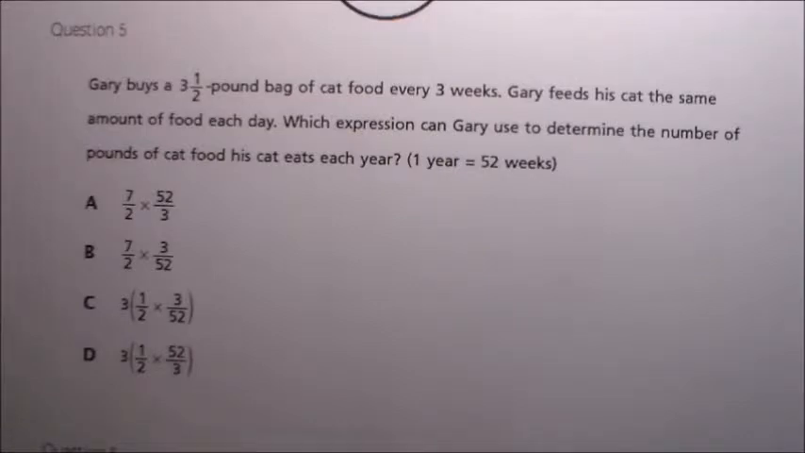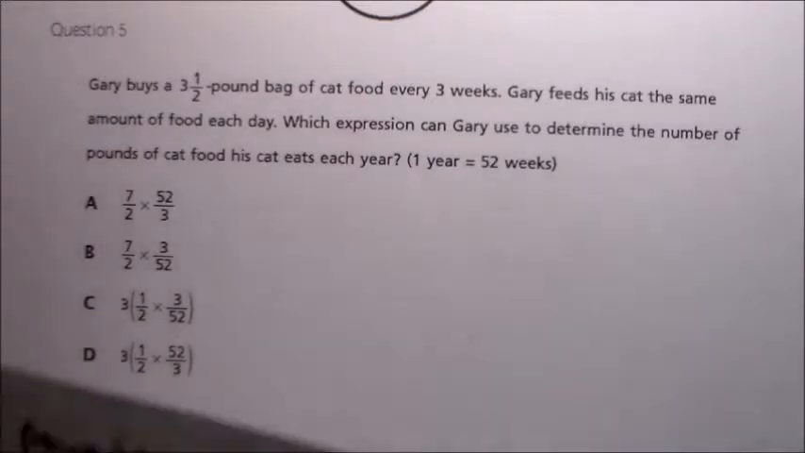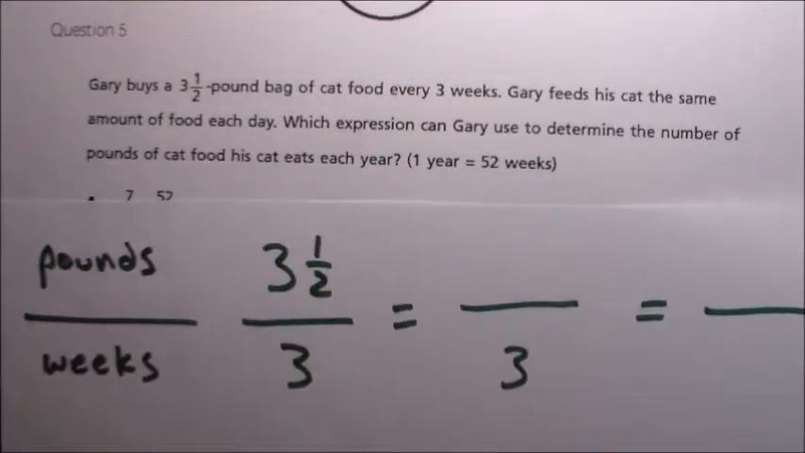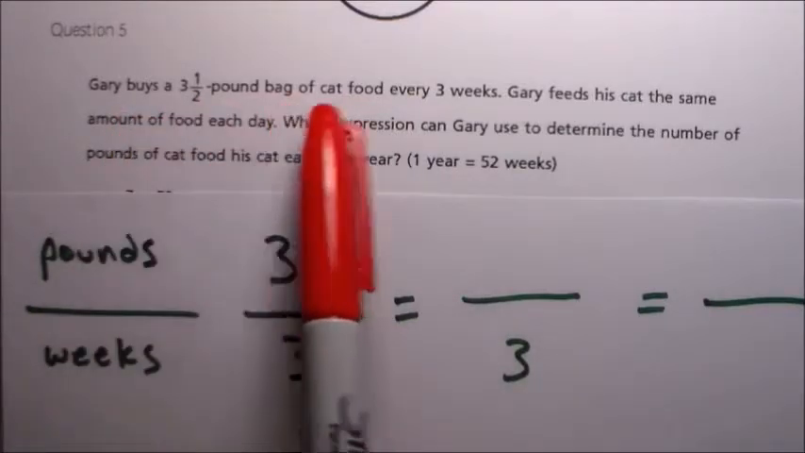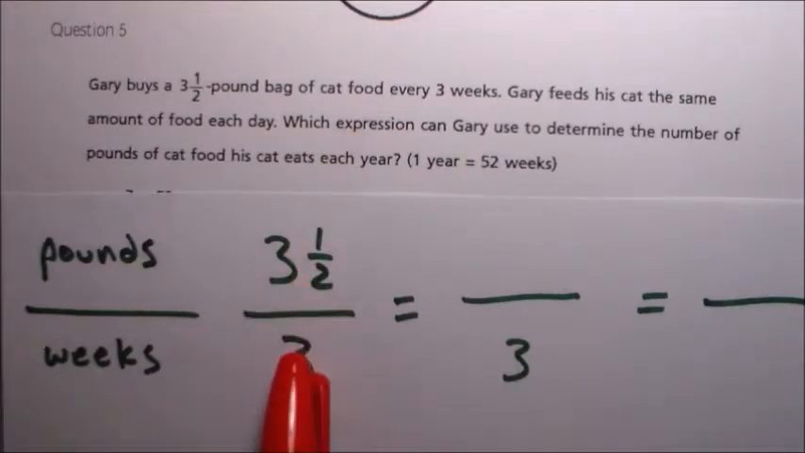Alright, so instead of actually getting a number, we need to get an expression. Which is okay. We'd be good at doing that, but you'll see as we go through that the actual answers are written in a weird way. But let's do it. We have pounds per weeks, right? And I'm going to set up a proportion. We have 3.5 pounds, because it says 3.5 pounds for every 3 weeks, so 3.5 pounds per 3 weeks.